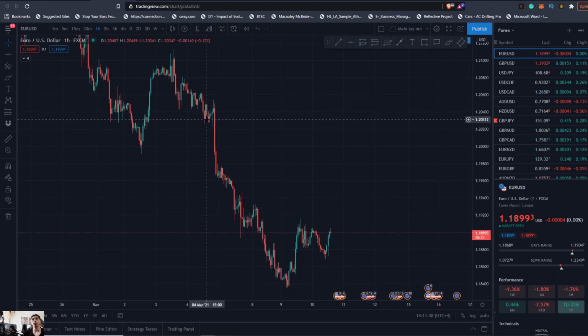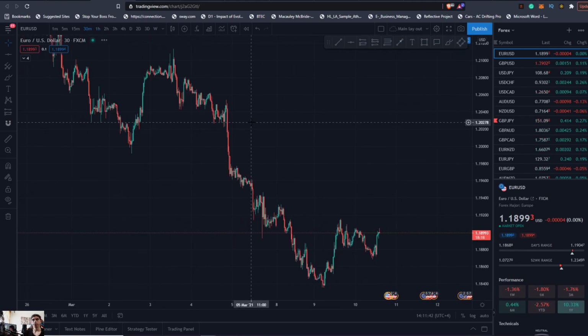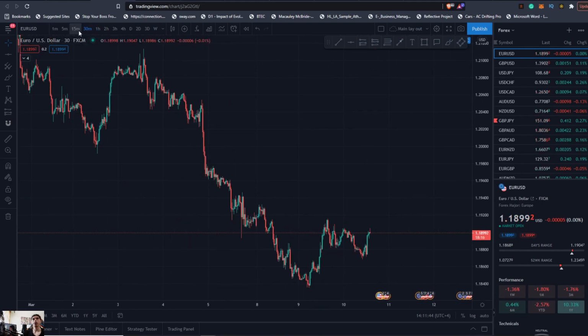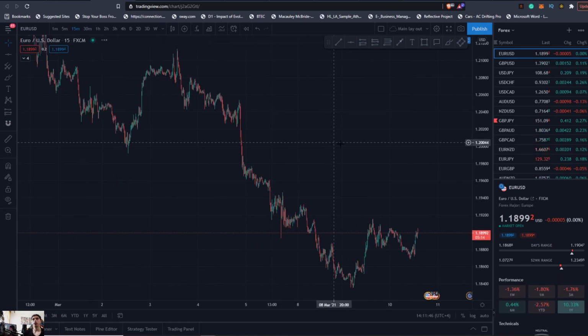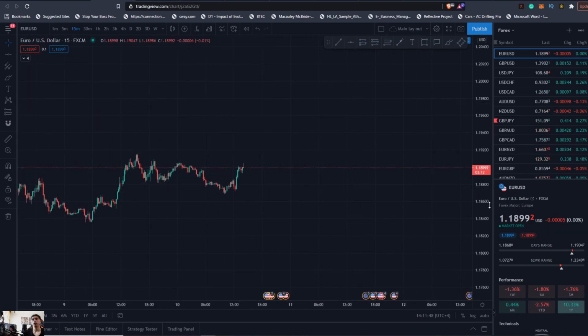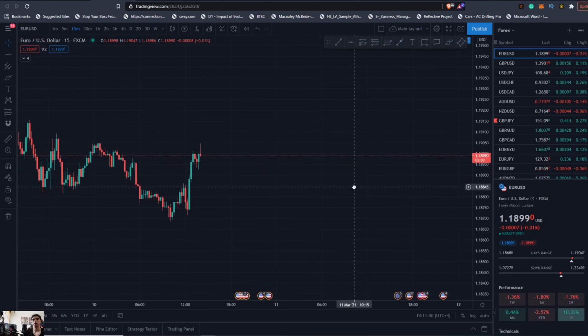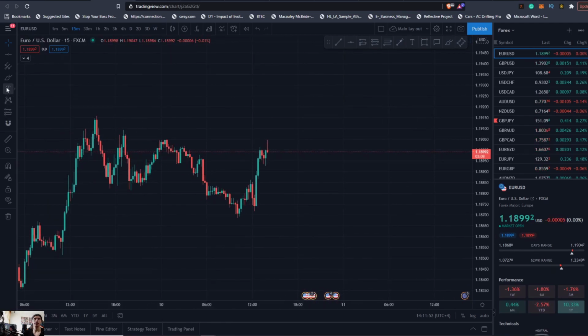Okay, we had this huge move here, but no entry based on my method. 30-minute. Yeah, I mean, you could argue an entry here, but it's not the cleanest of entries. Same thing here. I mean, you can see that it's following price action, right? We had a range here.